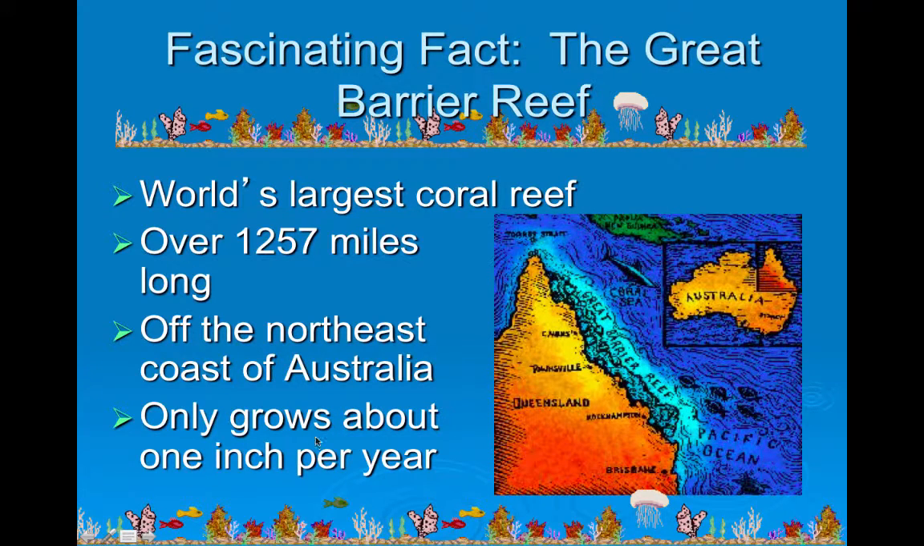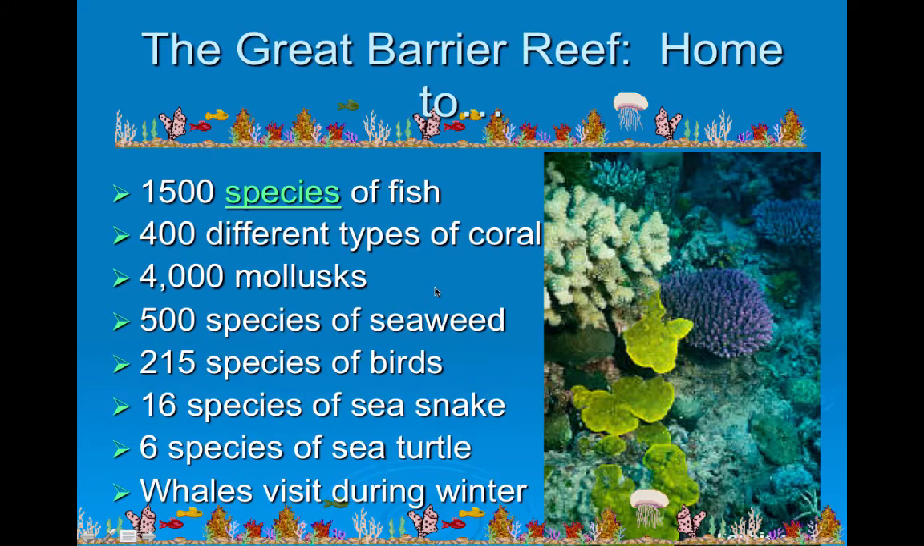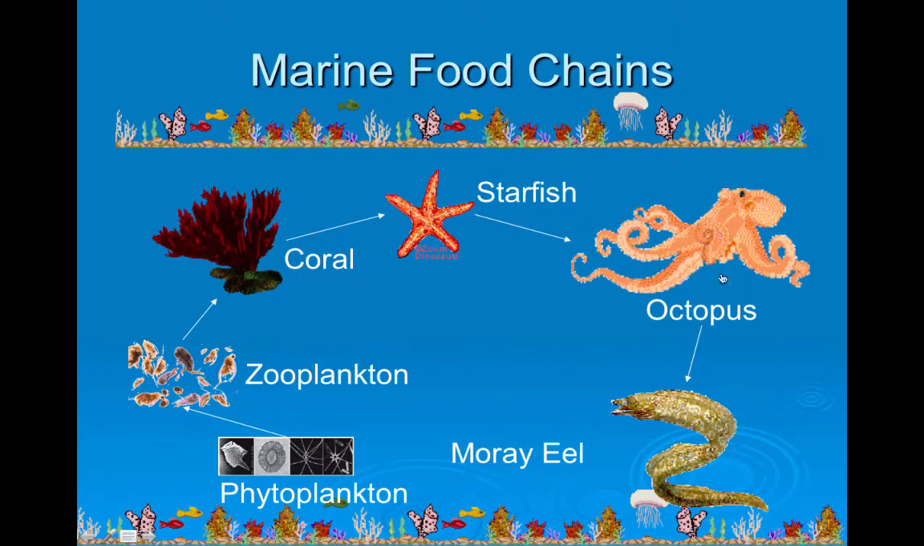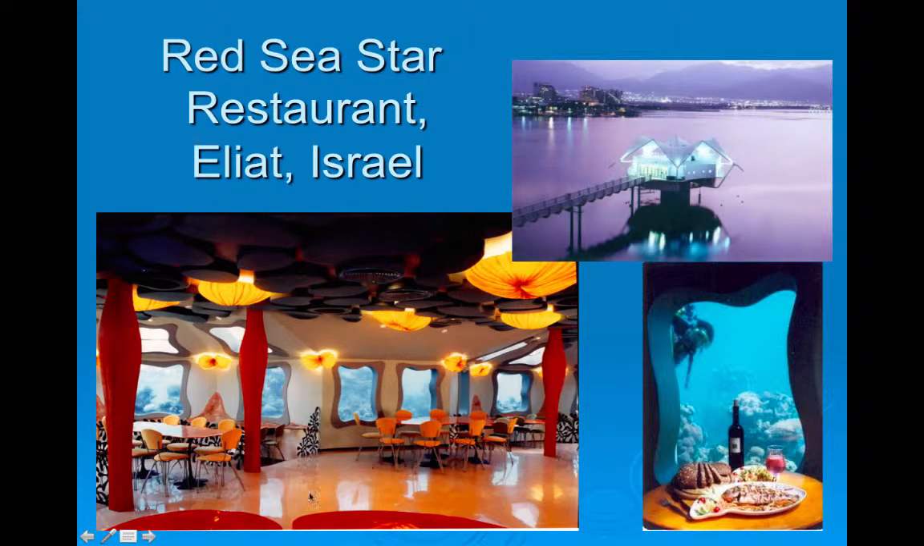Okay, here's the Great Barrier Reef. It only grows an inch a year, which means when it's harmed, it takes a long time for it to come back. Just briefly look at how rich in biodiversity this particular area is. Whales will even come visit during the winter and sometimes have their babies here too. All right, just be aware that marine food chains are a little bit longer than terrestrial food chains. Happy story for you.